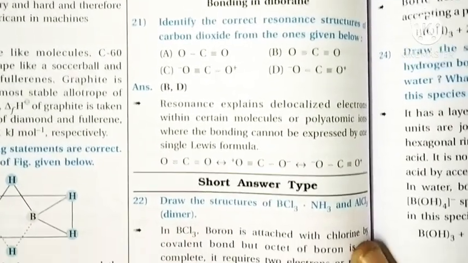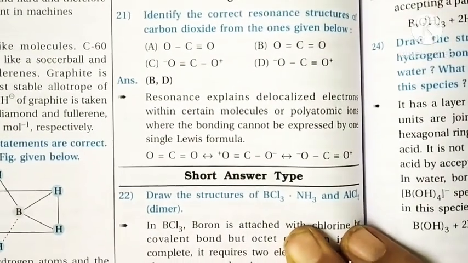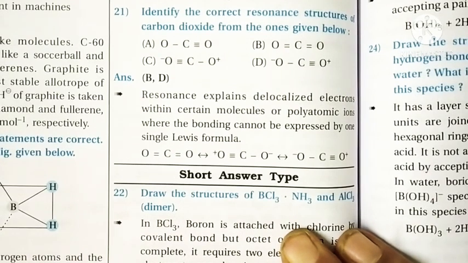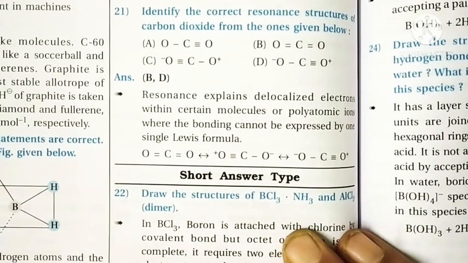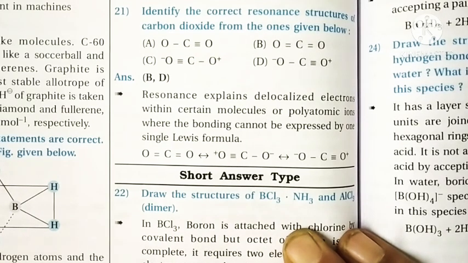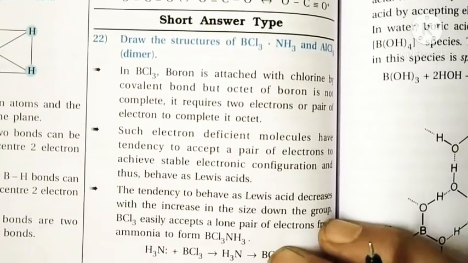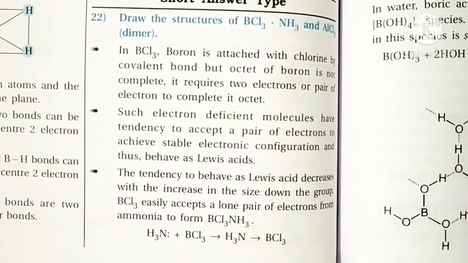Last MCQ of this p block elements in NCERT exemplar: identify the correct resonance structure of carbon dioxide from the ones given below. So we have to represent a carbon dioxide structure. So first, B is the perfect structure and D is also the perfect structure. But C is wrong in nature, because if C and O have a triple bond, at that time O has a plus charge. So A and C both are wrong. So B and D are the perfect representations of the resonating structure. Now we move to the short answer type of questions.